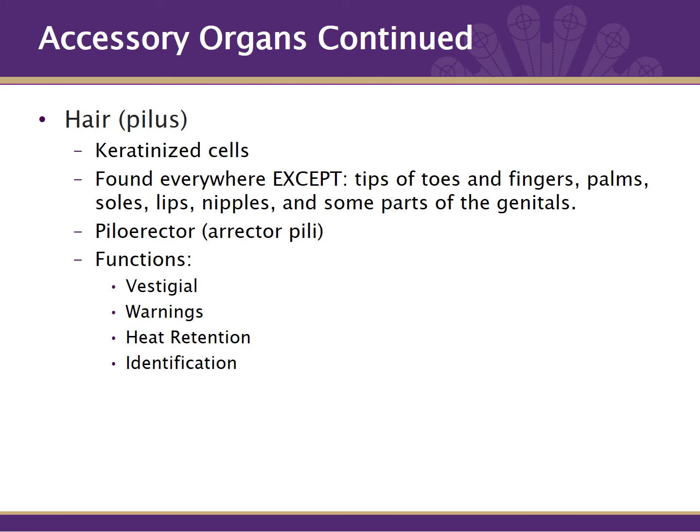Another accessory organ is hair, also known as pilus. It is a slender filament of keratinized cells. It is found everywhere but the tips of the toes and fingers, palms and soles, lips, nipples, and some parts of the genitals. It is divided into zones called the bulb, the root, and the shaft. The bulb is where hair originates in the dermis or hypodermis, and it contains living hair cells. The root is the remainder of the hair in the follicle.